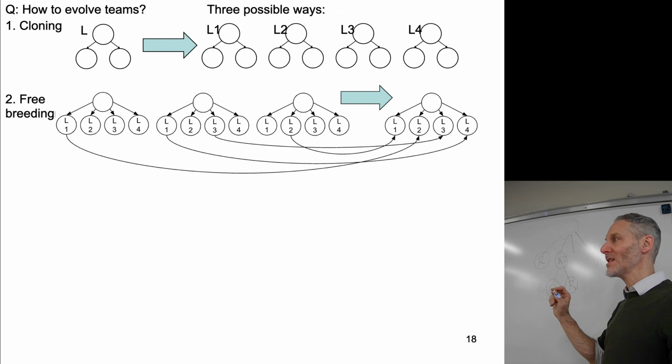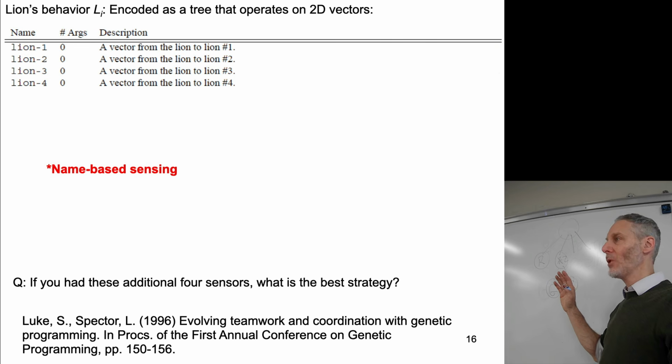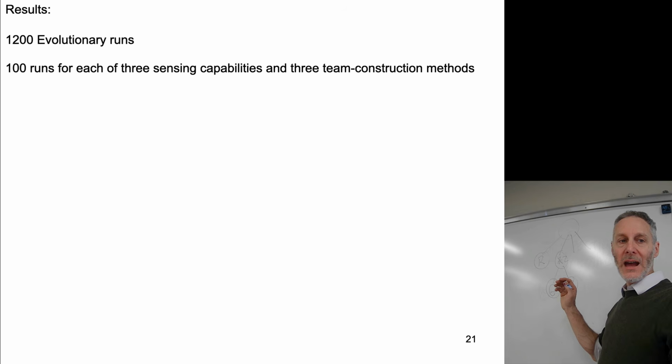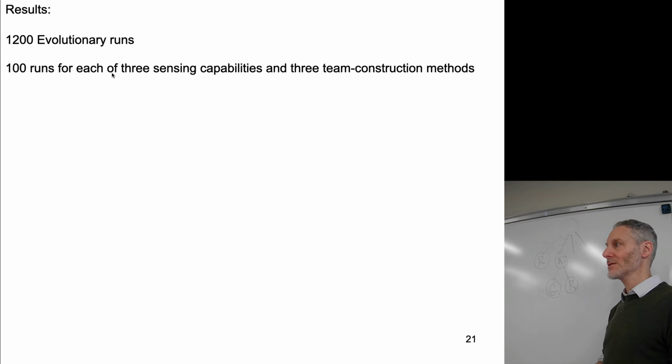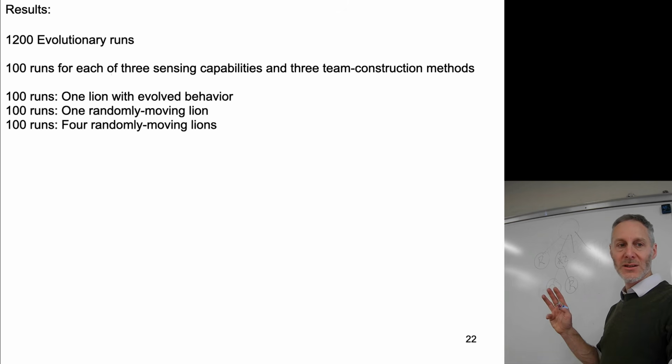So 3 different ways of sensing, 3 different ways of producing offspring, which gives 9 possible experiments. A, B, C, D, E, F, G, and so on. Everybody see that? They're going to look at all combinations of the ways of producing offspring and the ways of sensing. And for each of those 9 different experiments, they're going to do 100 evolutionary runs, which gets us to 900 evolutionary runs. That gives us 300 still to explain.